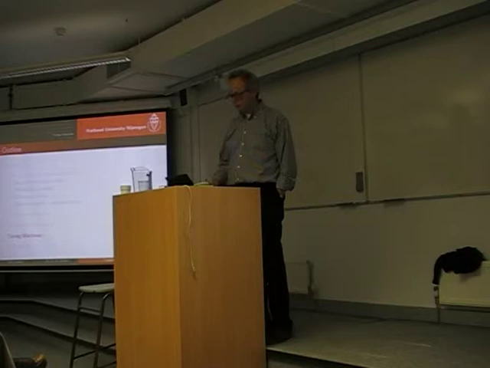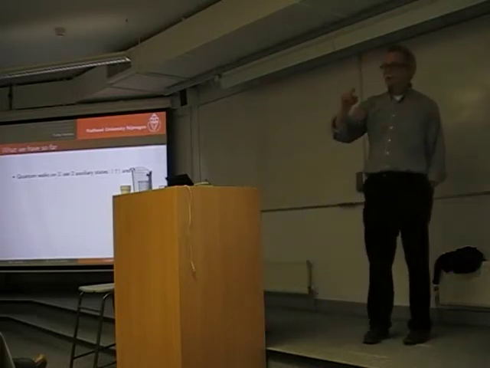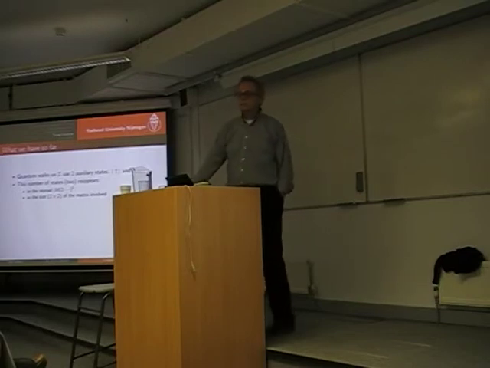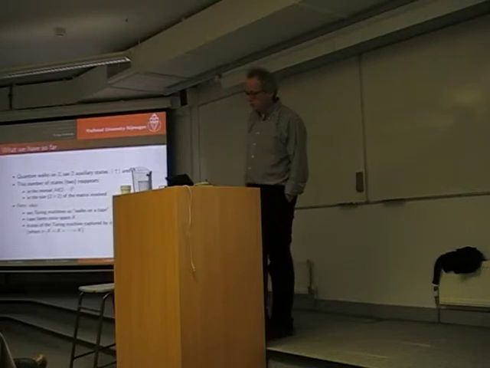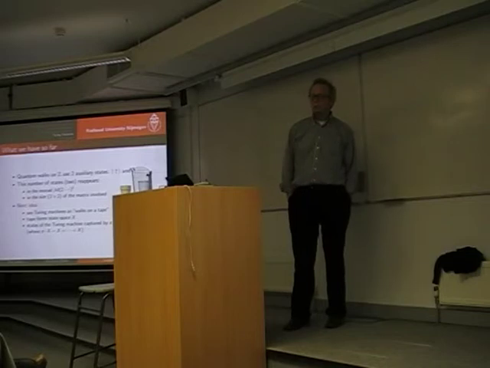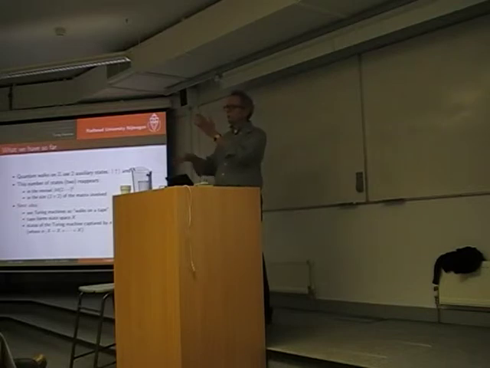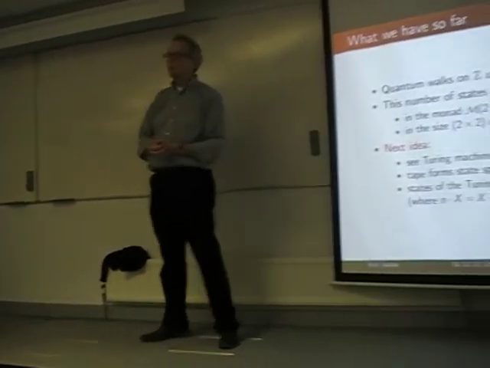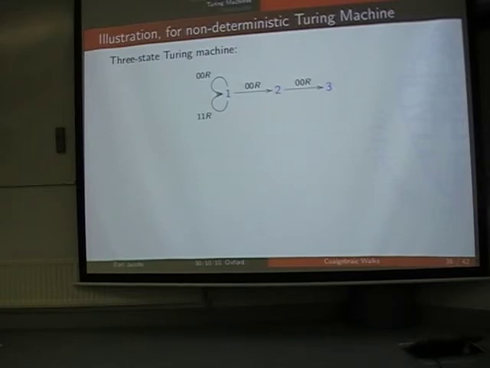So this is bringing me finally down to Turing machines. What we have so far is, quantum walks on this line use two auxiliary states, up and down. These states reappear in this monad, but also in the 2x2 matrices. Now the next idea is to use this way of thinking to describe Turing machines as walks on a line, so to say. You have a head that's walking on a line, and you have a number of auxiliary states that steer the processing that's going on. These auxiliary states will be captured by this n in the matrix description or in the monad description. And this works at least for a simple example, but it's hopefully an exemplary proof of how this should be done.